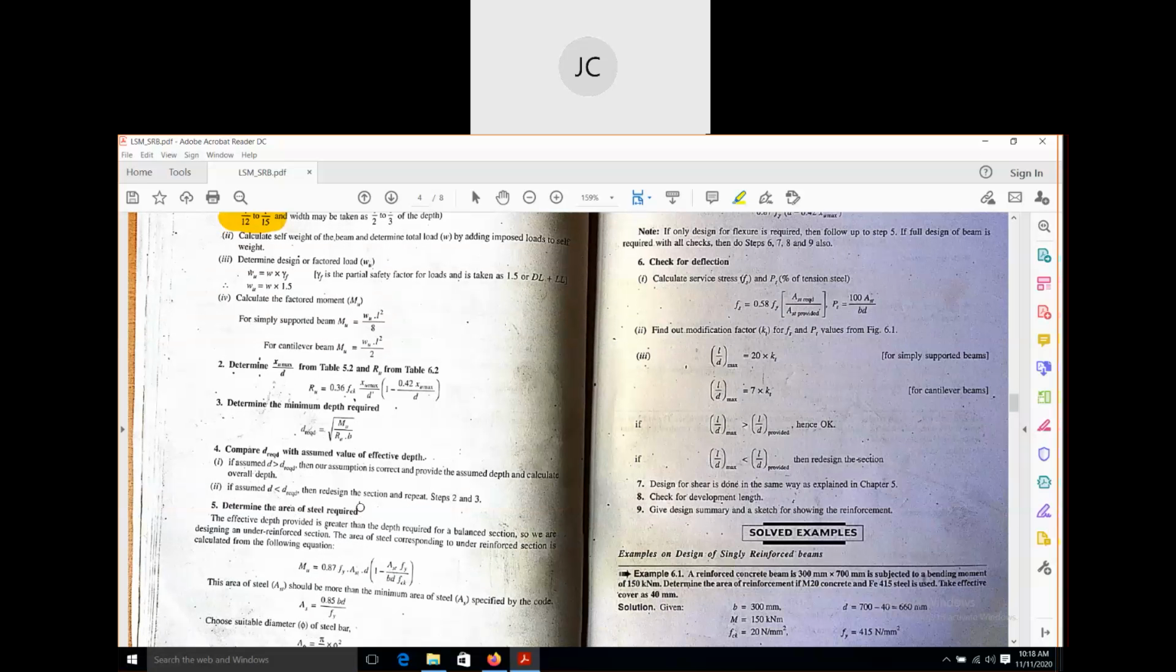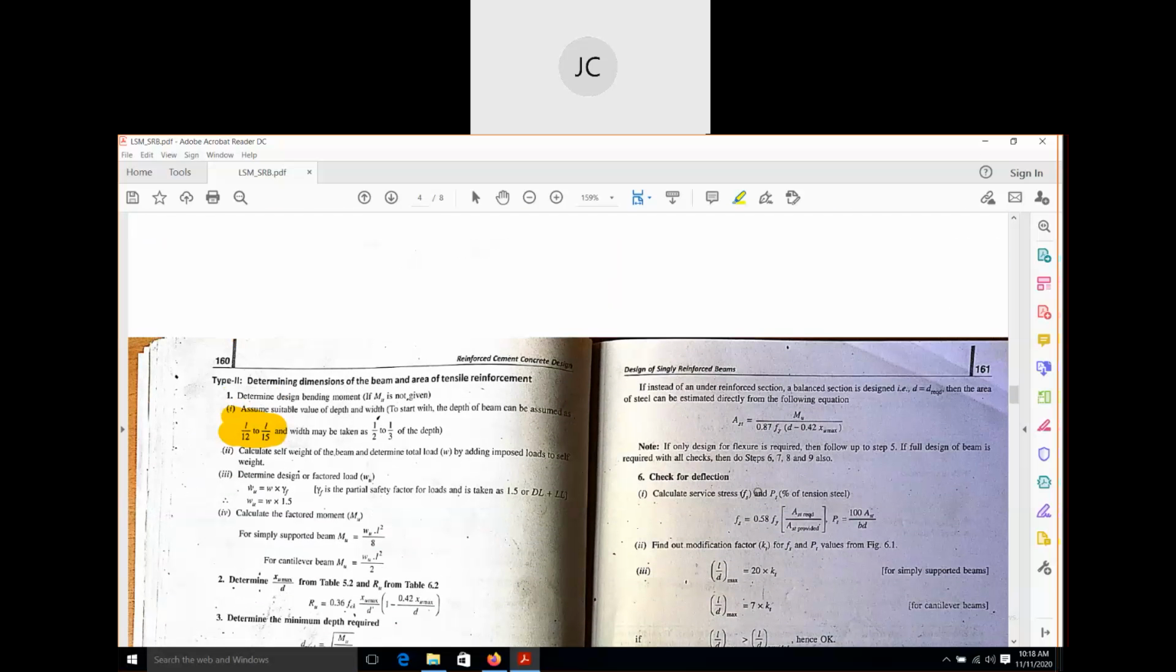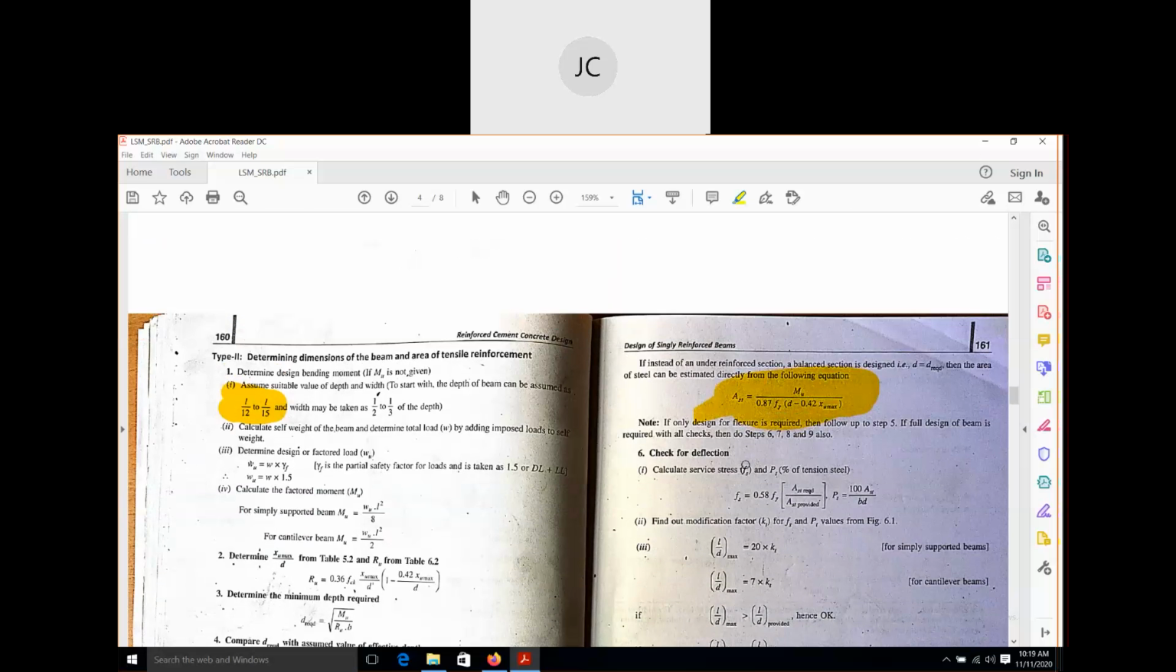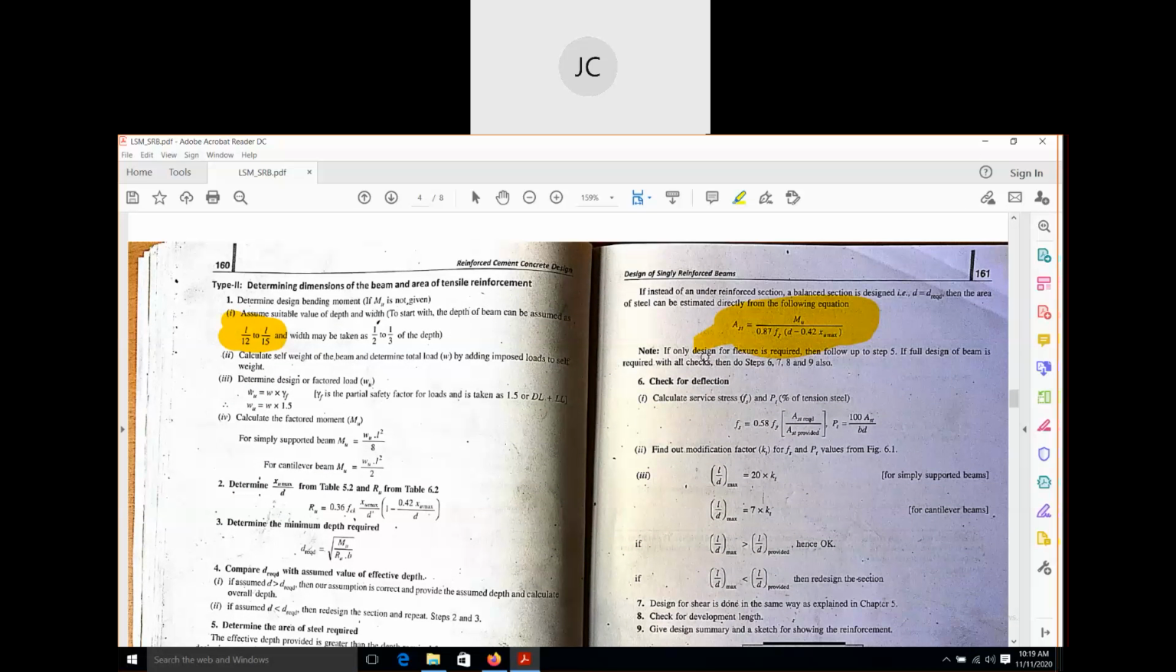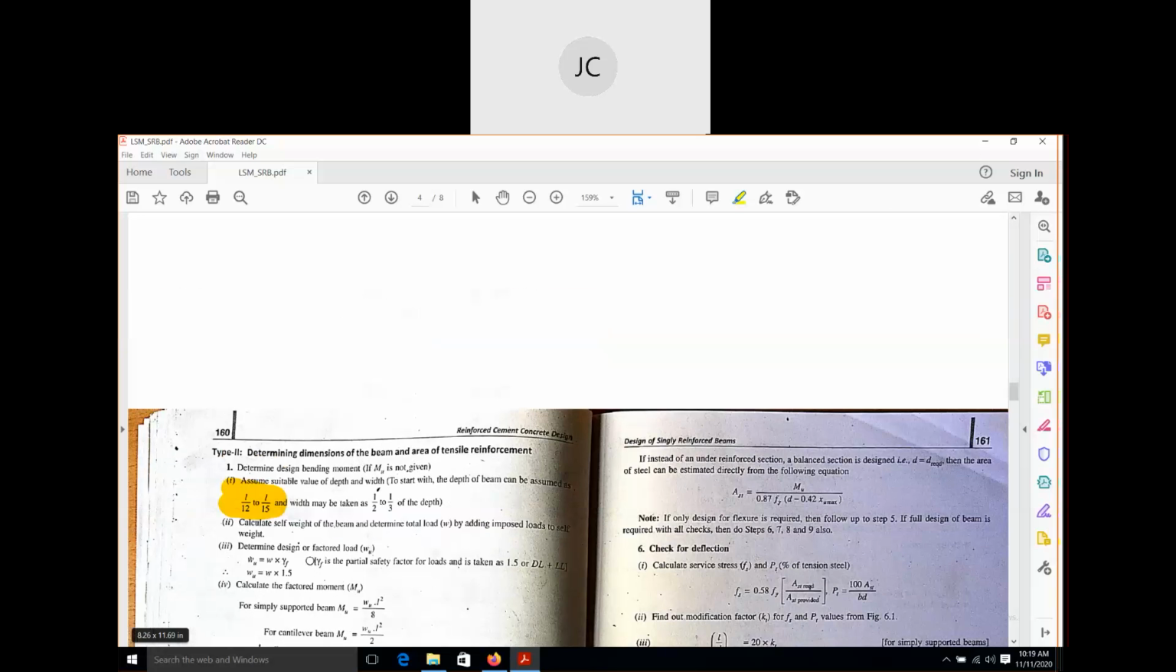Okay, so after getting the dimension of the beam, we have to find out the area of steel. Okay, so in that problem they have calculated up to the moment of resistance. That means up to area of steel they have done. Okay, so now you can see here, if only design of flexure is required, then up to step 5 is required. Up to this is our step number 5.